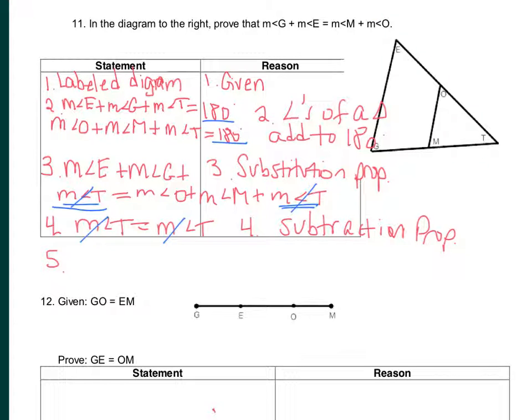And I'm just going to write it in the order that they asked for it. Measure of angle G plus the measure of angle E equals measure of angle M plus measure of angle O. And we're done.